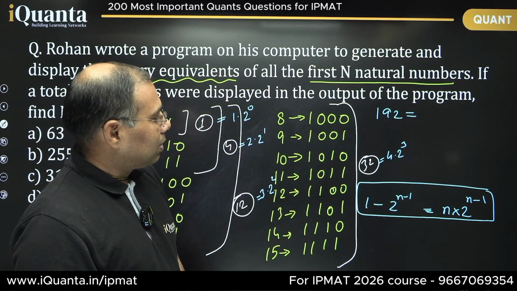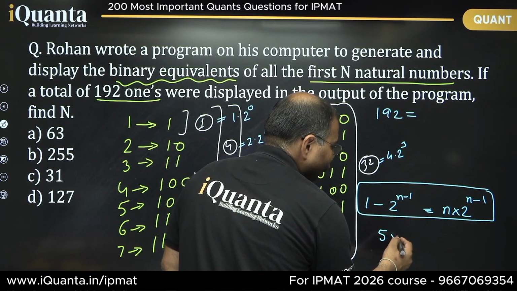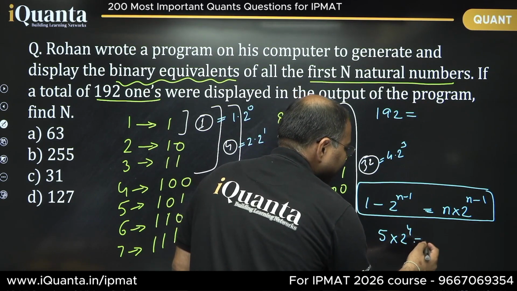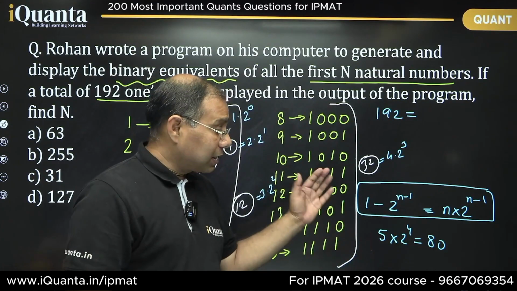So if I use a number, let's say 5. If we talk up to 5, then 5 into 2 power 4, that is 16 into 5, 80. That would be a smaller number. So up till 5 digits, it's further increasing.